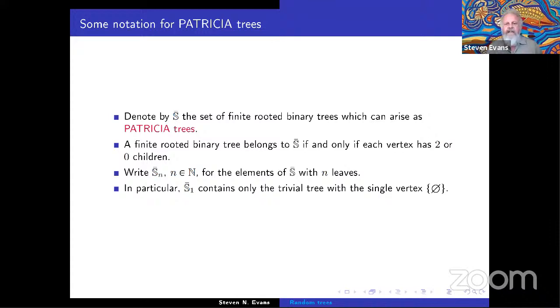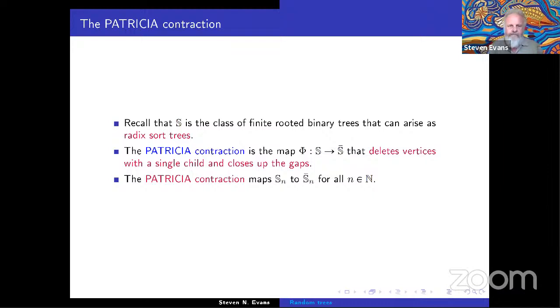A little bit of notation here. We'll let S bar be the set of finite rooted binary trees that can appear as Patricia trees. So we've observed that every vertex has zero or two children. S bar n will be those such trees that have n leaves. So S bar one just consists of the trivial tree with a single vertex, the empty set. And we've already talked about the Patricia contraction. It's the thing that turns a radix sort tree into a Patricia tree by deleting vertices with a single child and closing up the gaps. And of course, it maintains the number of leaves.